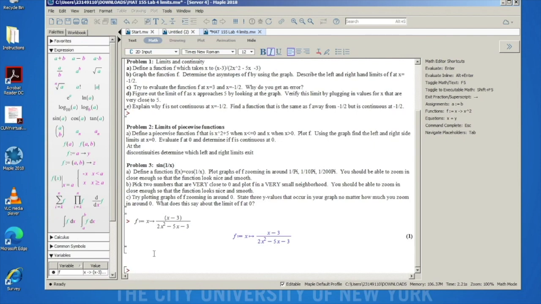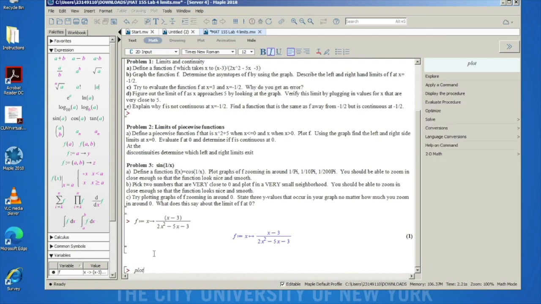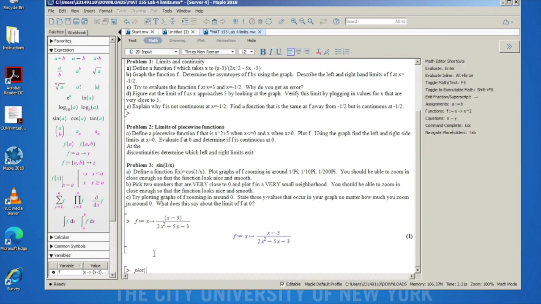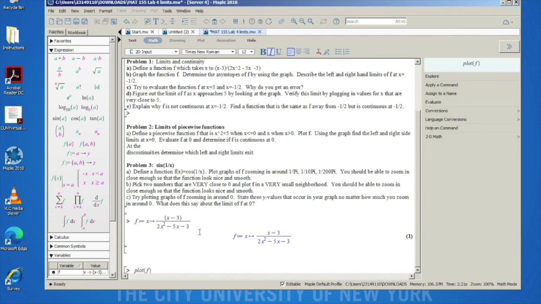Now part B asks me to graph the function f. There's more stuff in part B, but I will first take part B in pieces. So the first thing is to plot it. To plot the function, we use the plot command. That is plot, parentheses. I already defined what the function is, so I don't have to write x minus 3 divided by 2x squared minus 5x minus 3 again. All I have to do is write f and close the parentheses. Once I press enter, I will receive the plot of f.